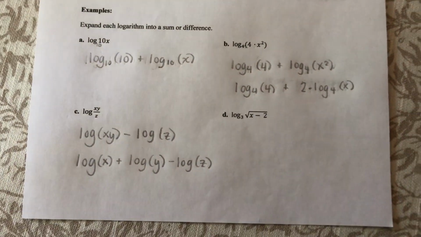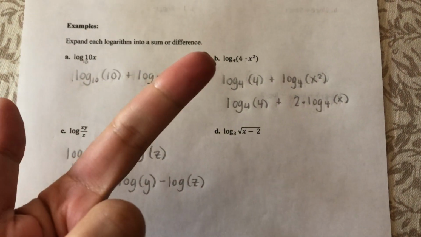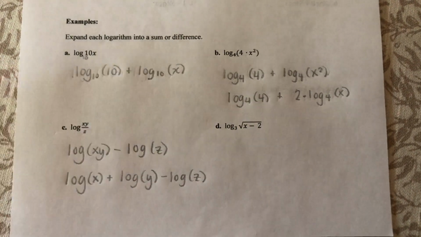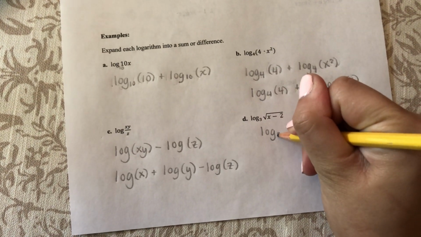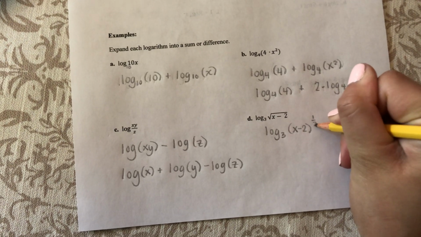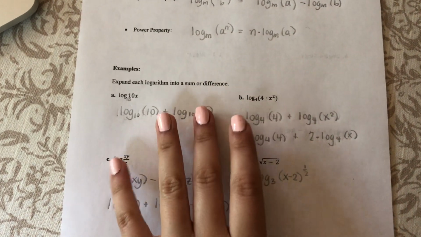This is a bit tricky because I don't really see multiplication, right? I don't see division. I don't see an exponent, but you have to remember square root is the same as the 1/2 power. So technically there is an exponent here. I'm going to rewrite this as x minus 2 to the 1/2. Don't be confused and see subtraction and separate it with division, right?